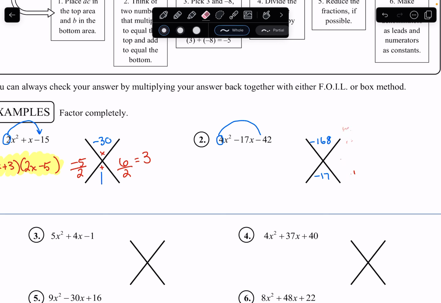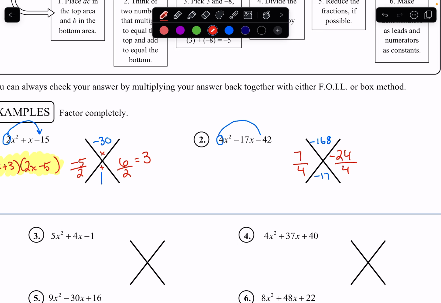I'm going to erase all these just so they're not a mess for the video. I've got 7 and 24. Now, one of those needs to be a negative. I want them to add up to be negative 17. So my big number is the negative number. All right, now, because I cheated and I multiplied by 4 at the beginning, now I need to divide both of my answers by 4. Don't forget that step. Otherwise, you get the wrong answer.